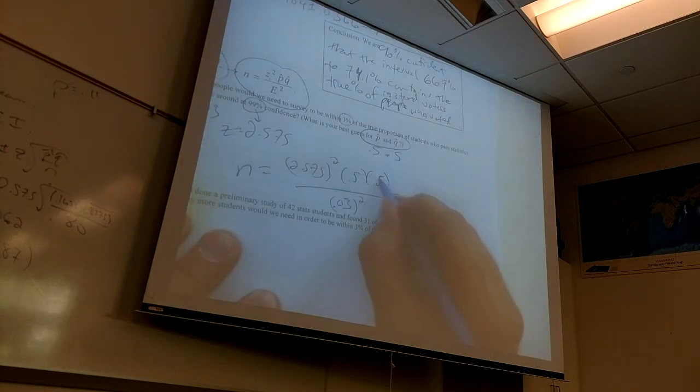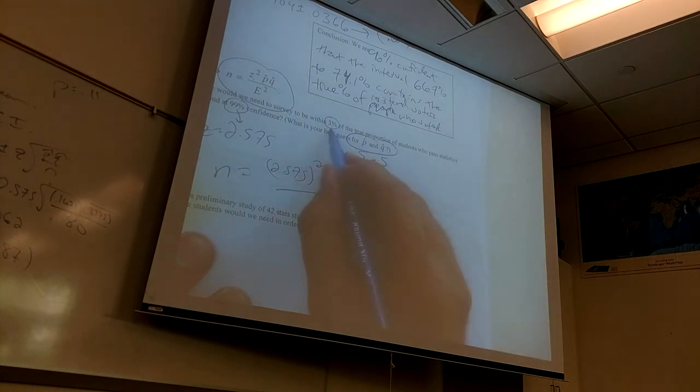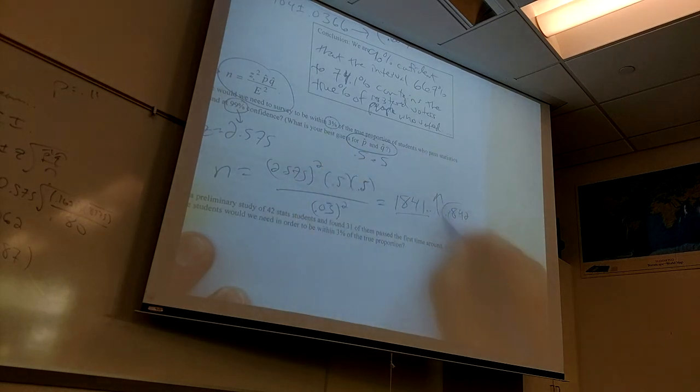What do you guys get? I'm waiting, people. It's not faster. Anybody think they have it? 1841 point something. It doesn't matter really. You always round this up. Anything less than this will give you more error. So to make sure that you're less than the error you want, you always round up. So I'm going to have 1,842 people. How many people did I already talk to?